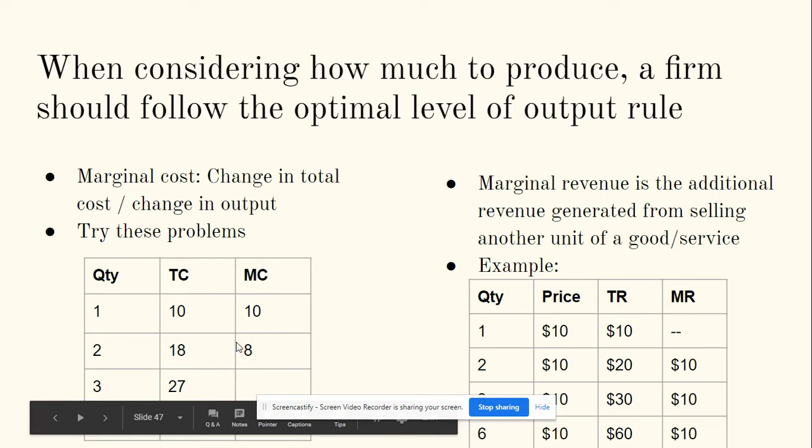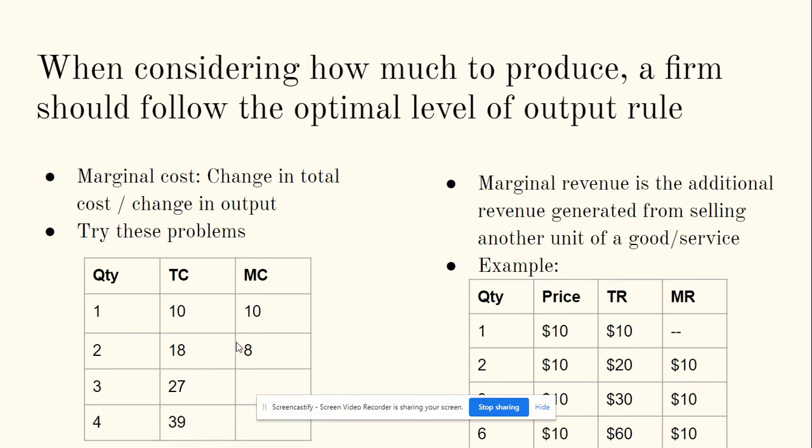If you look at the third unit, it's increasing from 18 to 27 when you go from the second to third unit. So the marginal cost is a difference of 9. Marginal cost is 9. The marginal cost for the fourth unit would be 12, because 39 minus 27 is 12. That's always change in total cost divided by change in output.